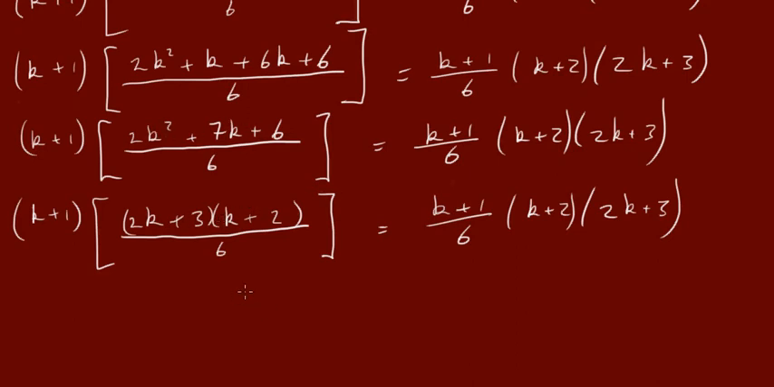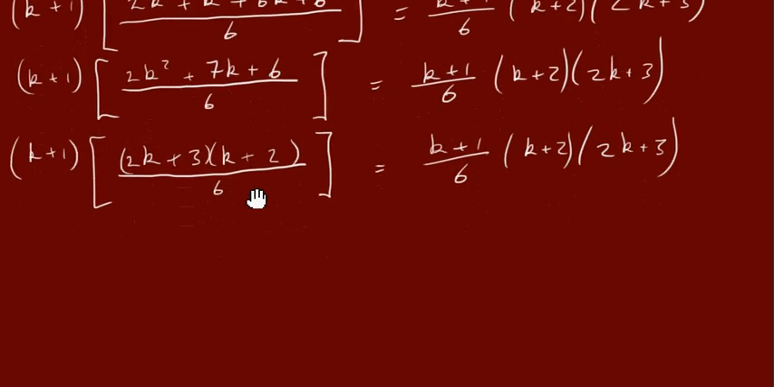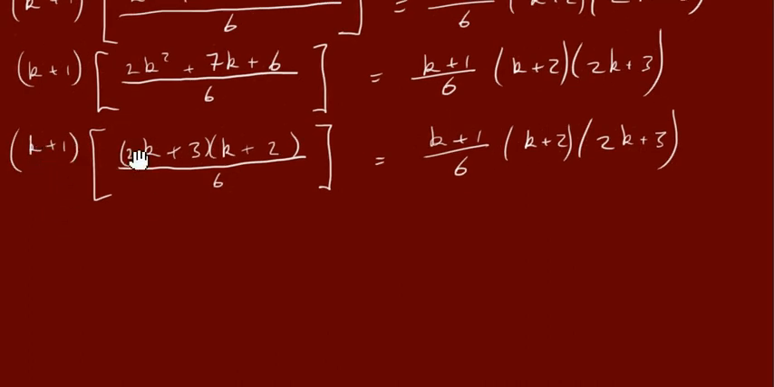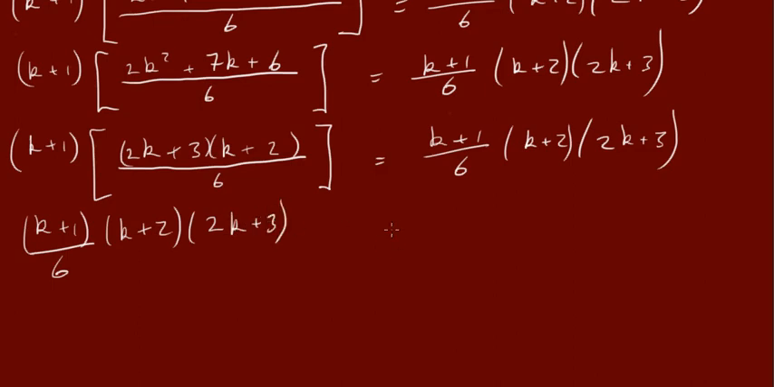So that's fine. If you look at that, I'm multiplying by k plus 1, so it's k plus 1 over 1 times this fraction here. So I can write it like that. It's just k plus 1 over 6 times k plus 2 times 2k plus 3, and that's equal to k plus 1 over 6 times k plus 2, 2k plus 3. So what I've done is I've shown that the left hand side is equal to the right hand side.